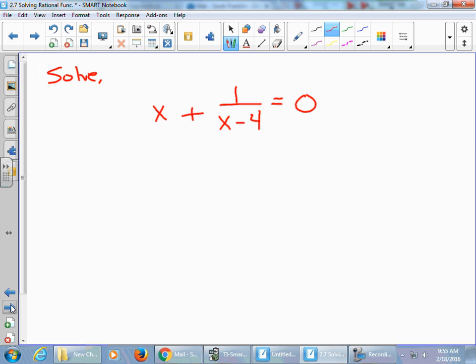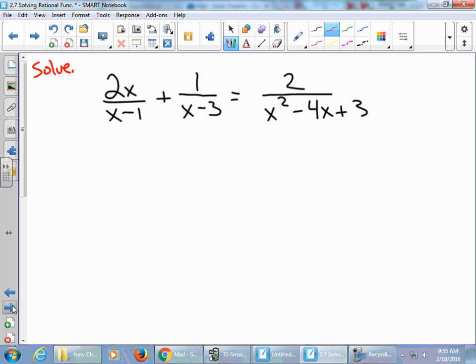So, let's look at this one. Okay, so in finding your LCD, make sure all your denominators are simplified. So obviously that is simplified, x minus 1. X minus 3 is simplified. This factors as x minus 3, x minus 1.